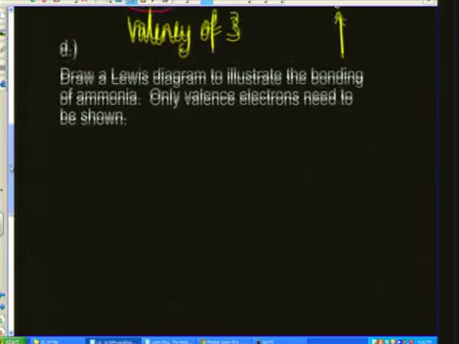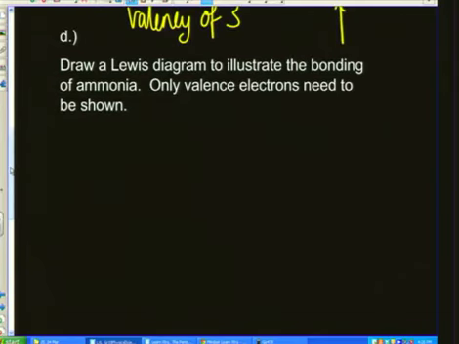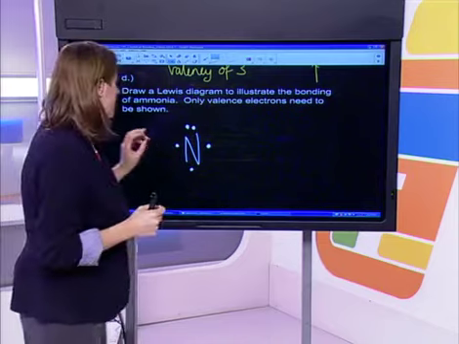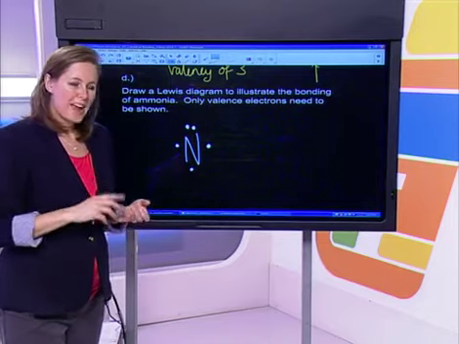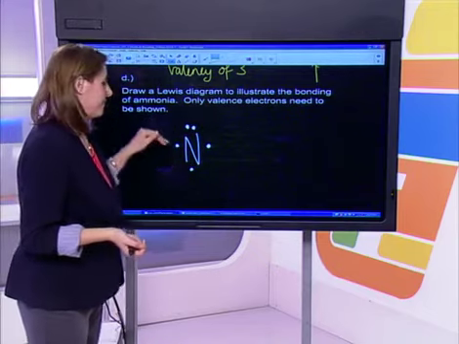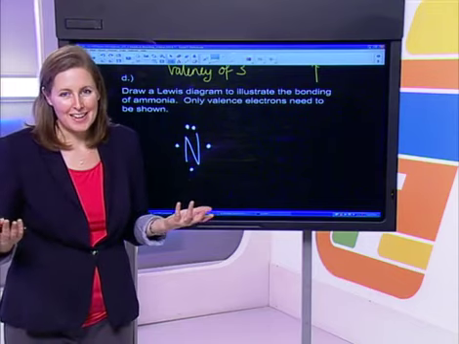Okay, so I'm going to start with nitrogen again. Draw a Lewis diagram to illustrate the bonding of ammonia. I'm drawing the nitrogen first with its 1, 2, 3, 4, 5. Very useful to work your way around, kind of like the points on a clock or the points on a compass, because it will help you to pick up where the paired electrons are, or the lone pairs are, like the one at the top, and where the unpaired electrons are, or if there are unpaired electrons, I should rather say.